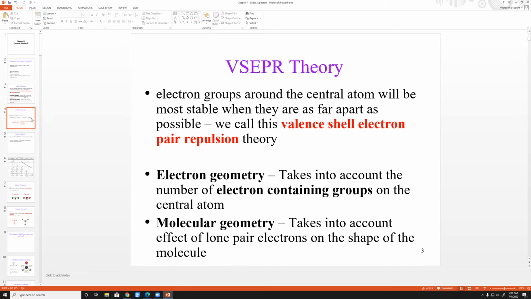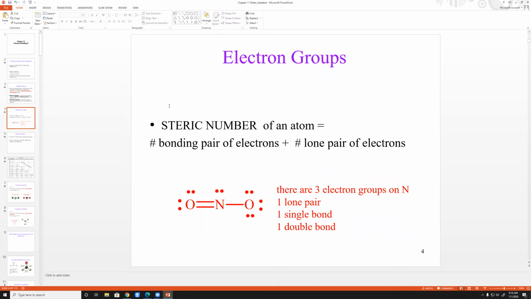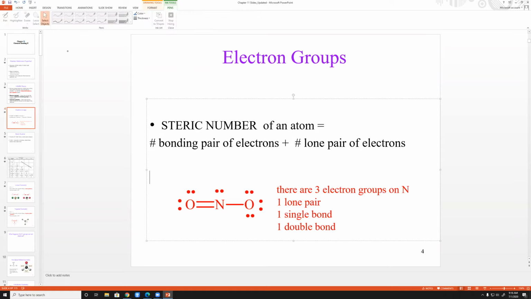All right. So here is this thing called steric number that determines the electron groups. The steric number definition is the bonding pairs of electrons plus the lone pairs of electrons. I still don't like that definition perfectly. It's not a perfect definition, but it's an easy way to describe steric number.